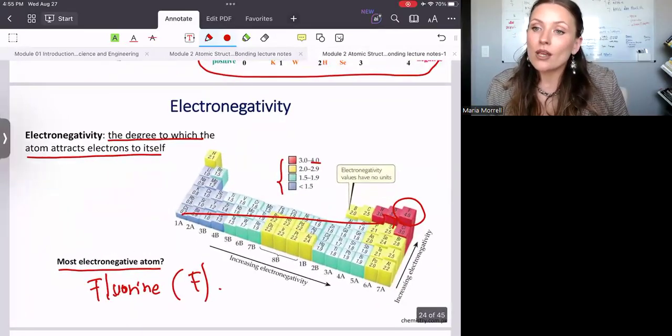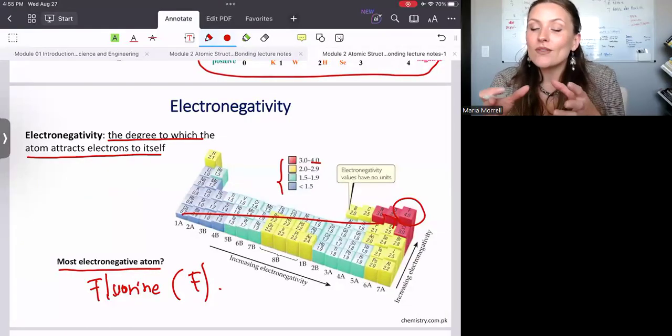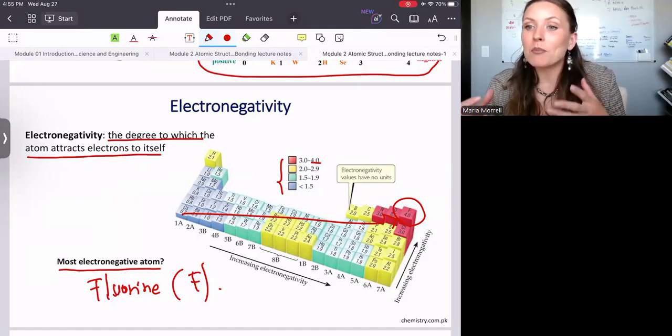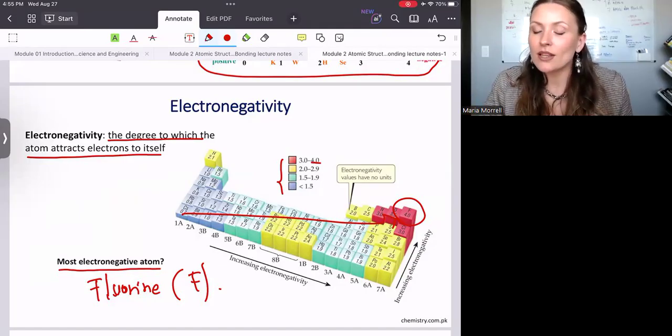With that being said, we are ready to begin bonding all of these elements together to produce different materials. And we will do so in the next video.